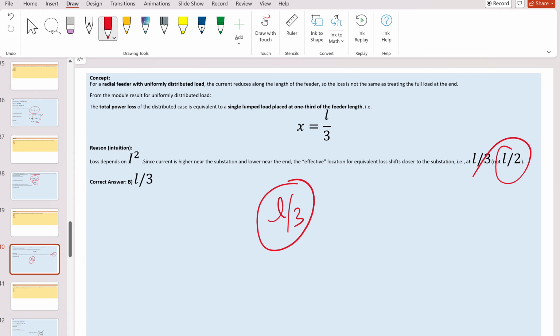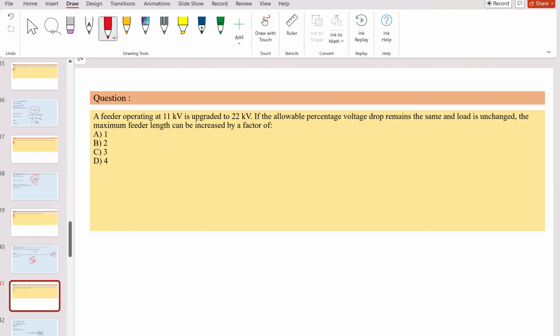That is not correct. It will be higher at the L by 3 location. You can see this through the formula, in the derivation. Here you just have to remember a few of the things.